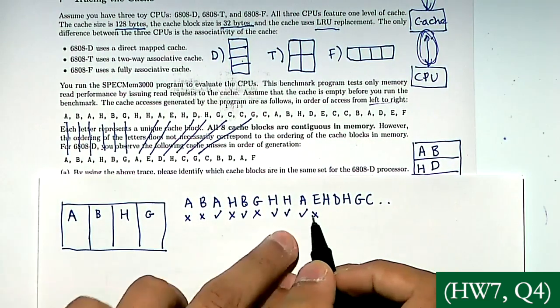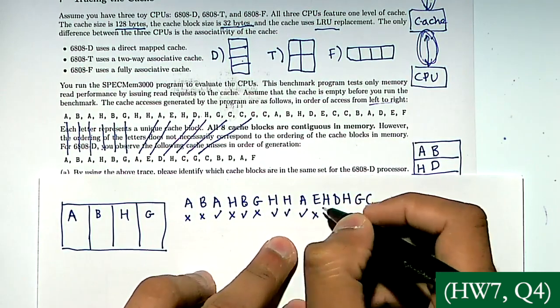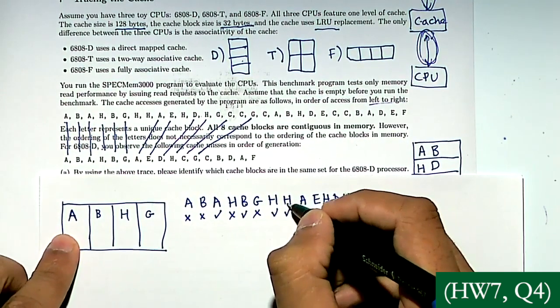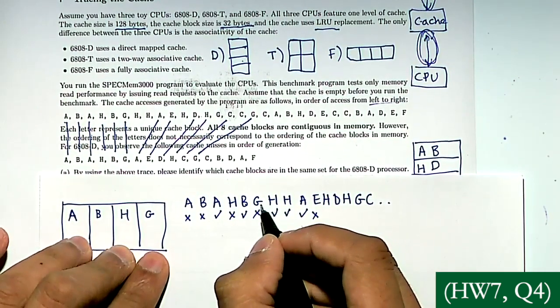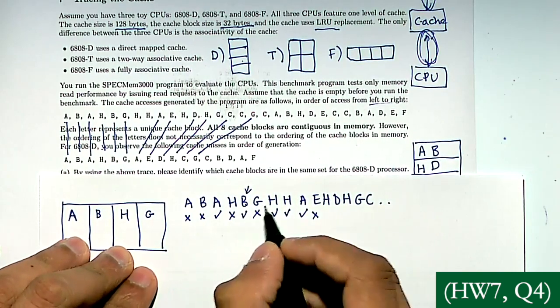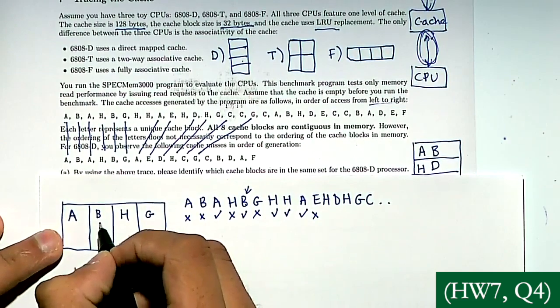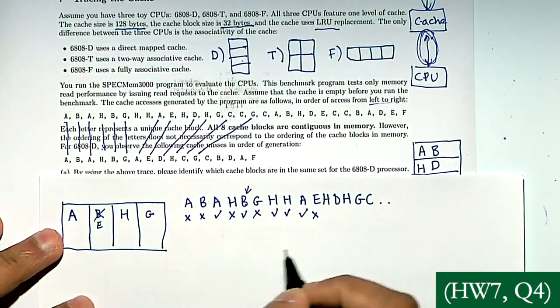And since everything is kept in the cache up until now, we look at A, which is in the cache, H, G. These three are all in the cache and they've been recently accessed. And the least recently accessed one ends up being B because it's the farthest. And so B gets evicted and instead we put in E. So E is now in the cache.